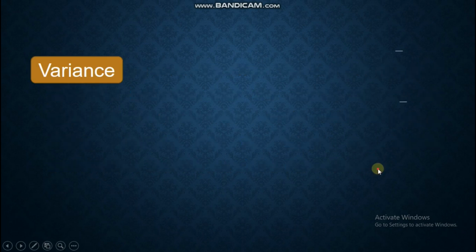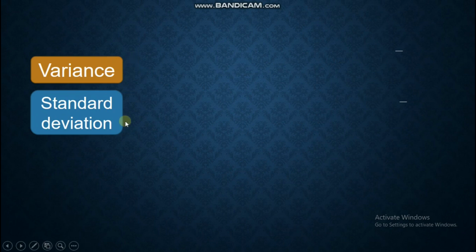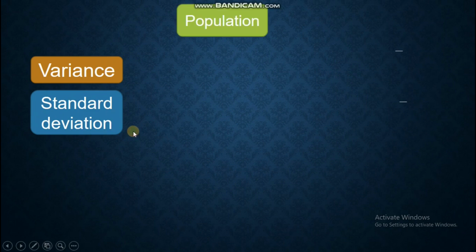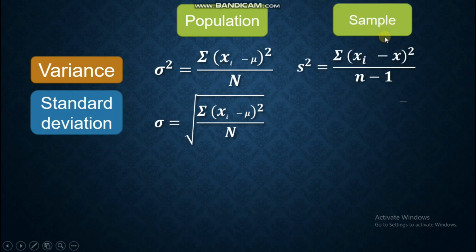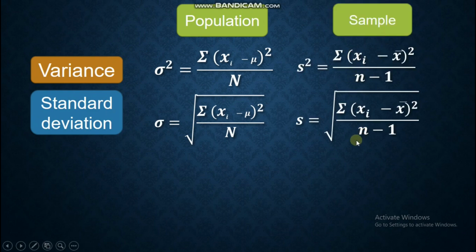Okay, so we try to compare the formula of variance and standard deviation since you need to be familiar with its formula. For the population, as you can see, you have variance and standard deviation. For the population, they have the same equation, but for the variance, you have squared here, and for the standard deviation, you have the square root here. The same with the sample. As you can see, they have the same equation, except that your variance is squared, while your standard deviation has the square root.